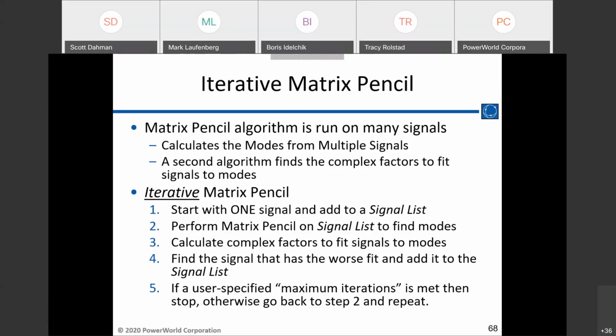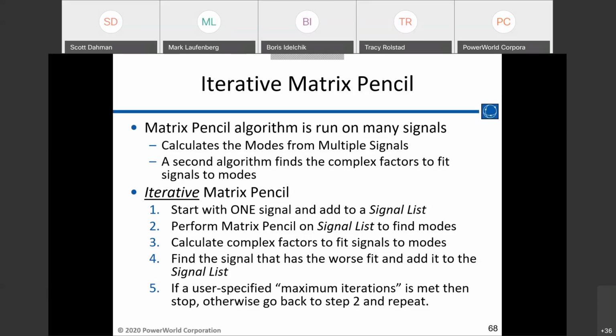modal information. So what the iterated matrix pencil does is it picks one signal, adds that to a list. It performs this magic calculation to find the modes, calculates the complex factors to fit those to the modes, and then it takes the list of the signals that you have left and picks the worst fit. The signal that I included in the modal results is going to be a really good fit. There'll be a generator somewhere else that's a very bad fit.